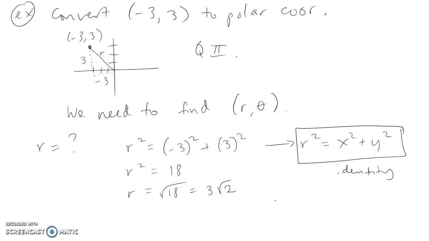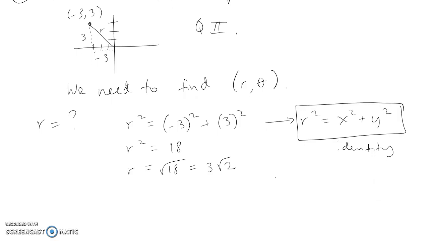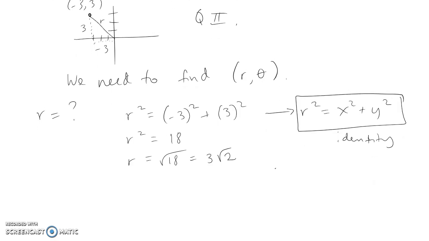Okay, last time we were converting (-3, 3) to polar coordinates, and we found r to be 3√2. Now we're going to find theta. So what is theta for this particular point? Well, we can recall something we've already known. We know that tangent theta is equal to y over x, because that's sine over cosine.